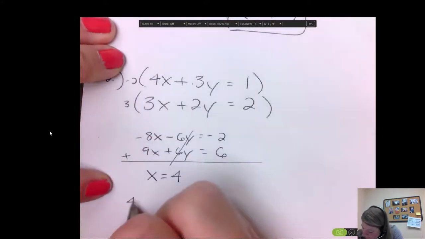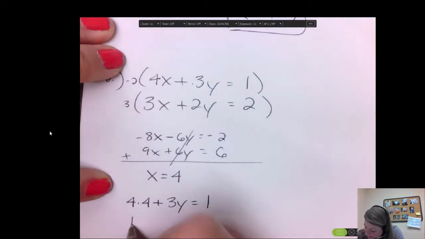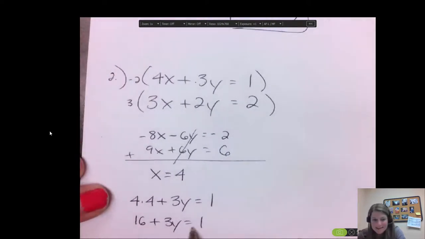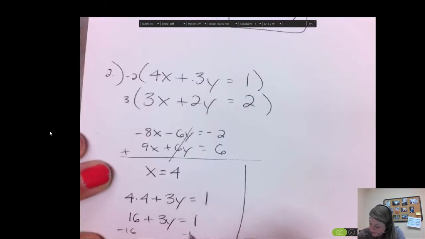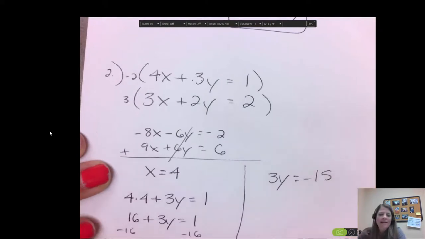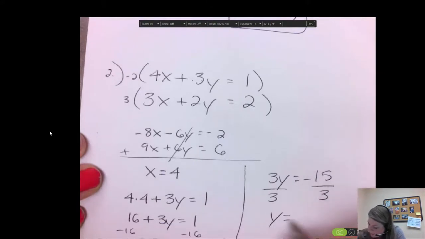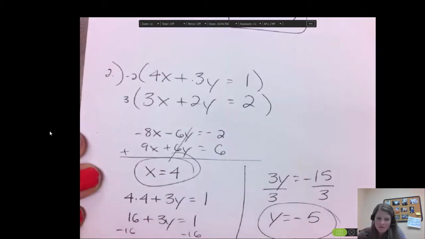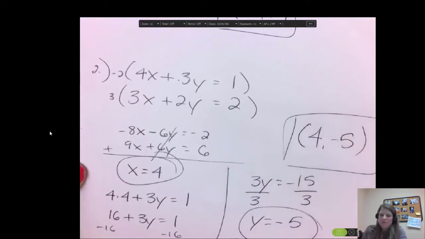So we would have 4 times 4 plus 3y equals 1. 4 times 4 is 16. Then I subtract the 16 over. I'll have to continue it over here. So minus 16 to both sides, and I would get 3y equals negative 15. 1 minus 16 is negative 15. Divide by 3, and y will give you negative 5. So your two values are 4 and negative 5. I could write that as the point (4, negative 5). That's where those two lines cross.